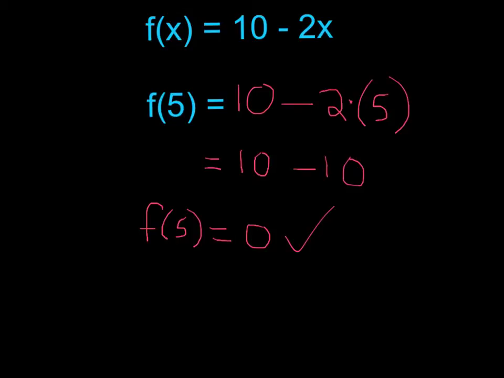And the 0 that we just solved for, remember, that is your y value. So if you were to write a coordinate point, you would have 5 as your x value, your input, and 0 as your y value, your output.